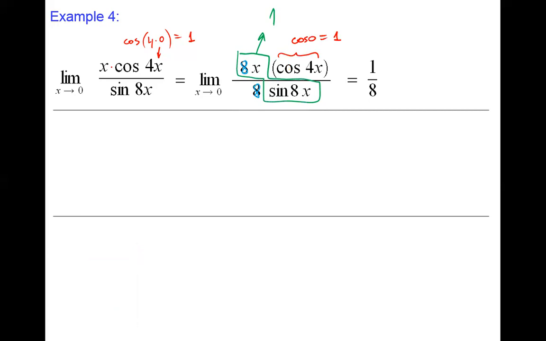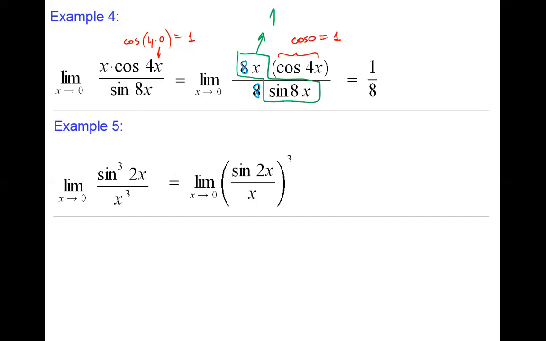Okay, example number 5. Limit as x goes to 0 of sine of 2x cubed over x cubed. That means some multiplicity is added. It looks a little bit complex, but the good thing is the power, cube and cube, is exactly the same in the denominator and numerator. That means I can take that cube and put it outside. That means I have my function, sine of 2x over x, cubed. Now I believe we can really take care of the limit inside, of the inner function.